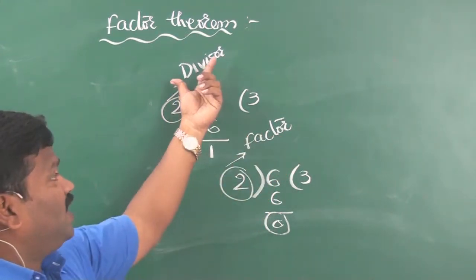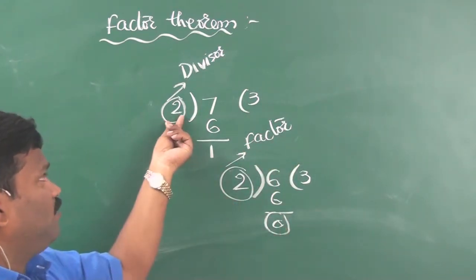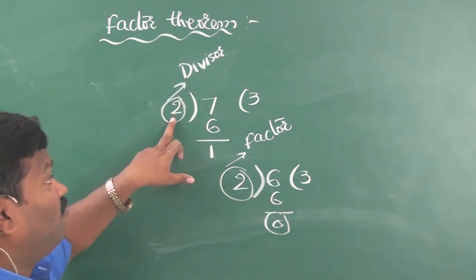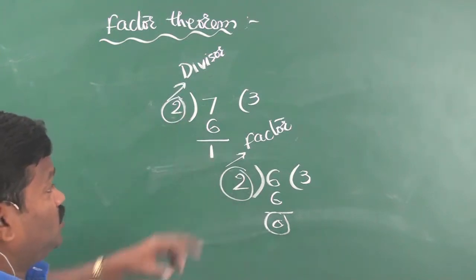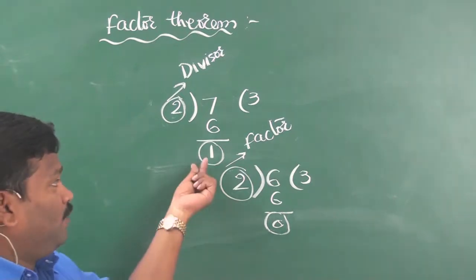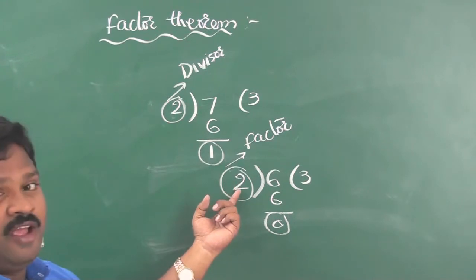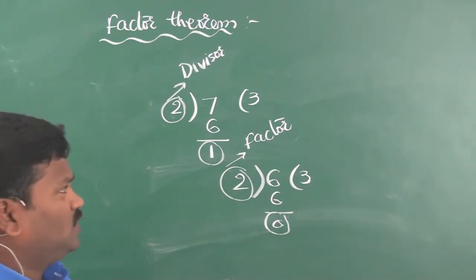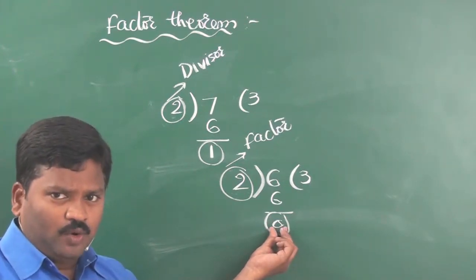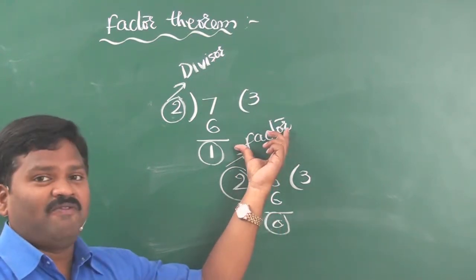Is 2 a factor in this case? No. Why is 2 not a factor? Since we got 1 as the remainder, a non-zero number. That's why 2 is not a factor here, but 2 is a factor here. This is the simple concept of the factor theorem. If the remainder is equal to 0, then the divisor becomes a factor.